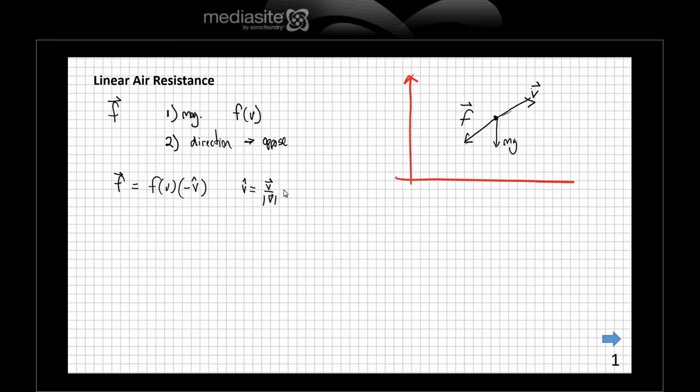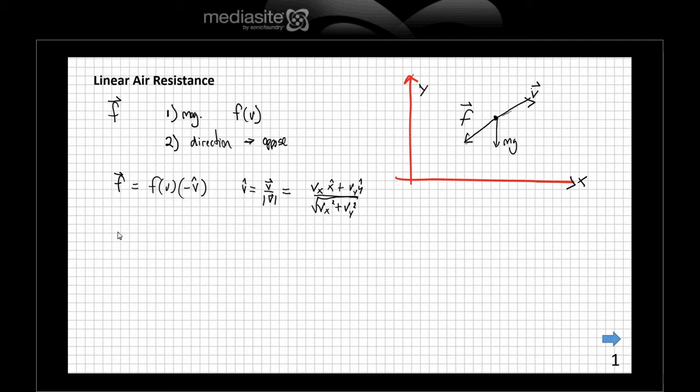Now we can also write this in Cartesian coordinates, since we're working with a Cartesian coordinate system. We could write v hat as vx x hat plus vy y hat, divided by the magnitude, the square root of vx squared plus vy squared. Okay, now we've got the direction. Let's talk a little more about the magnitude, the f of v.